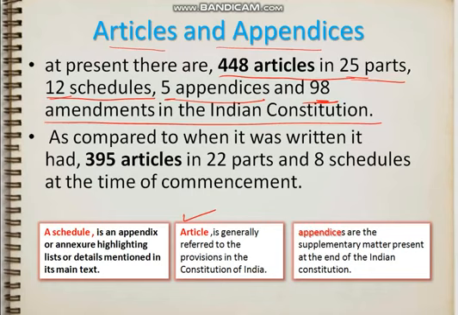When it was framed, at that time there were 395 articles in it, 22 parts, 8 schedules at the time of commencement. When it started, this was the condition, but right now you can see it has increased, and that's why we can say that the Constitution of India is a living constitution or a living document.